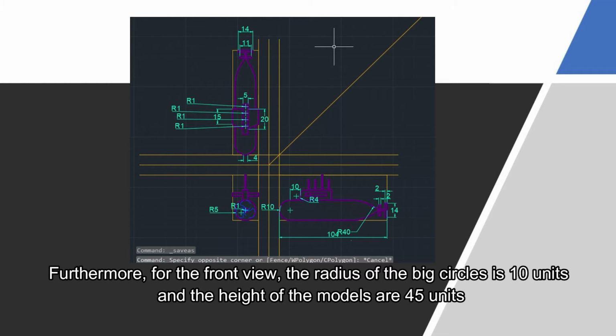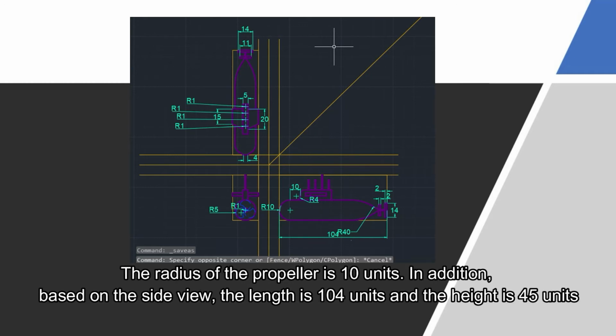Furthermore, for the front view, the radius of the pitch circle is 10 units and the height of the model is 45 units. The radius of the propeller is 10 units. In addition, based on the side view, the length is 104 units and the height is 45 units.